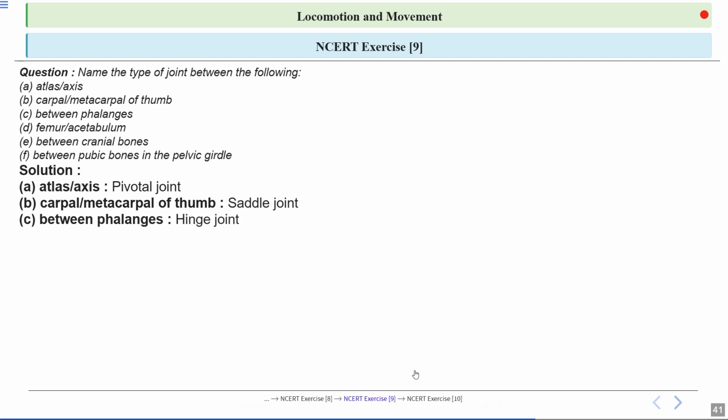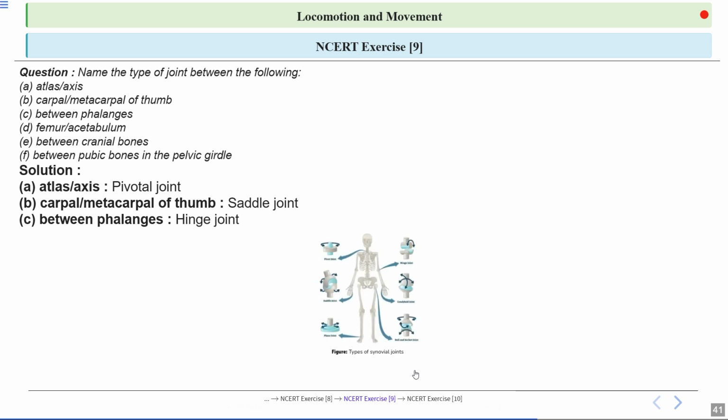Now let's look at joints between phalanges, which are the bones in your fingers and toes. These are the hinge joints. Just like a door hinge, these joints allow movement in one direction. So you can bend and straighten your fingers, not just twist them. So you can see this diagram which is showing different types of synovial joints.